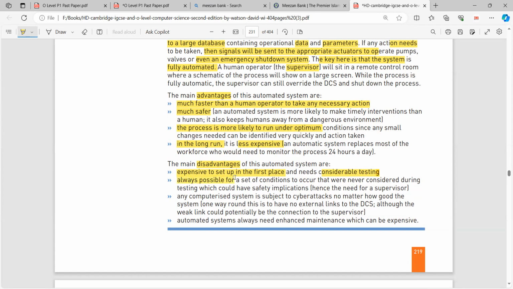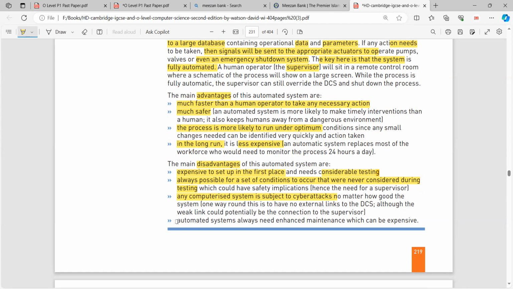The second thing is that it is always possible for a set of conditions to occur that would never occur during the testing phase. The third thing is that any computerized system is subjected to cyber attacks. Yes, definitely, you are moving to technology, and if you are moving to technology, that means you are always vulnerable to these types of viruses and cyber attacks that can weaken your system.